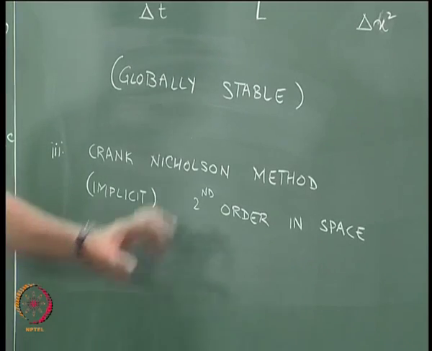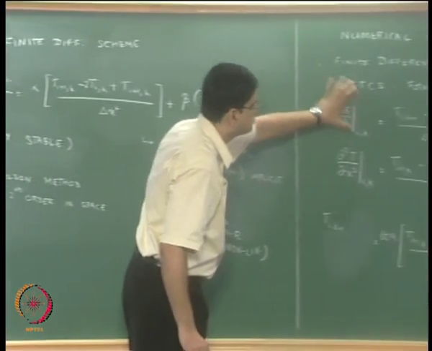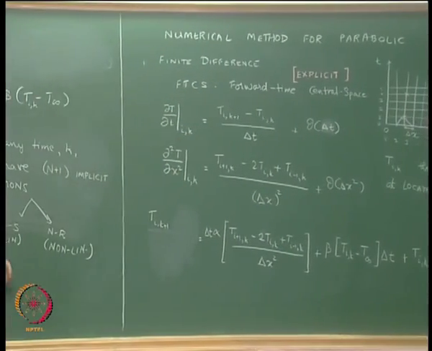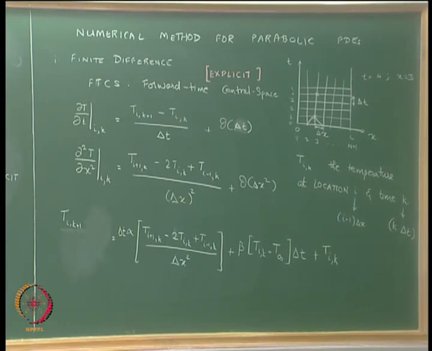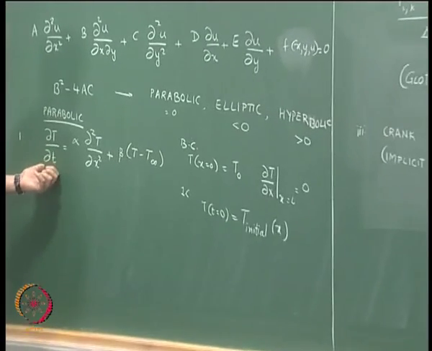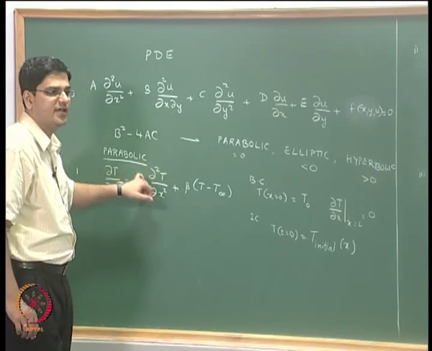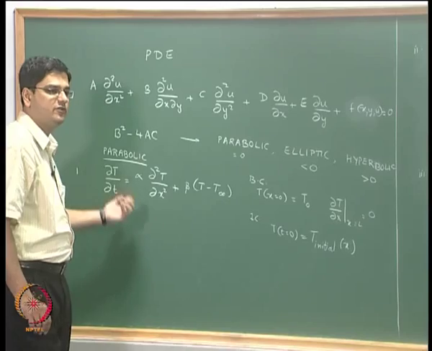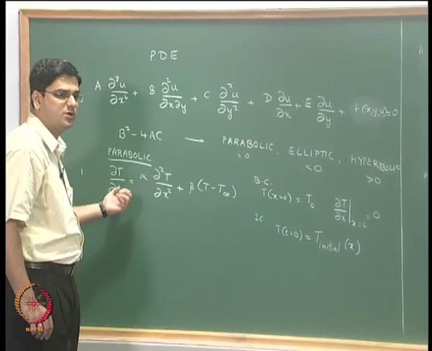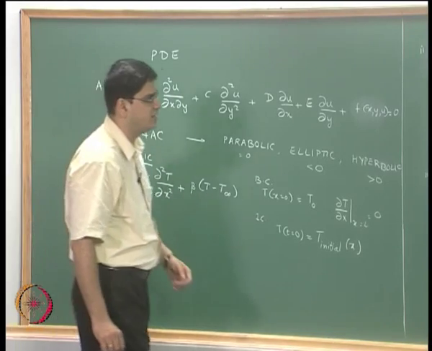The idea behind the Crank-Nicolson method is that we will use a mixture of the forward in time central in space ideas and backward in time central in space ideas. So what we are going to do is represent partial T by partial t as Ti plus 1 minus Ti divided by delta t. However, this we are going to take average at the time k and k plus 1. So dT by dt will be represented as T k plus 1 minus T k divided by delta t, whereas this will be represented as average of the two finite difference schemes.